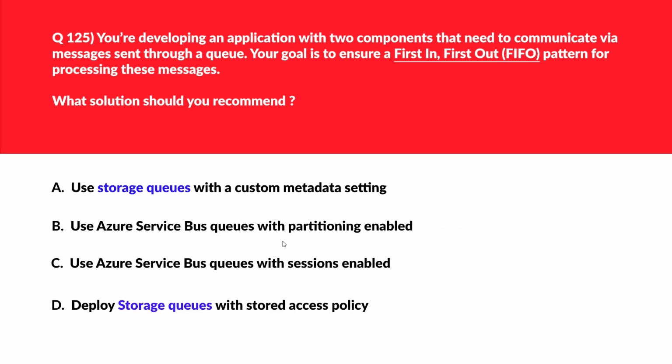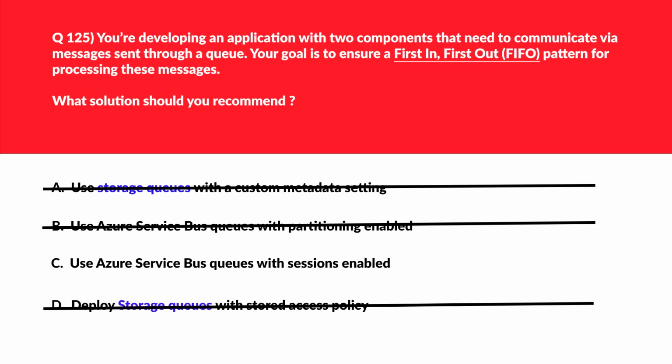Now let's look at option B. B says use Azure Service Bus queues with partitioning enabled. Option B is incorrect because while partitioning in Azure Service Bus can improve performance by spreading the load across multiple message brokers and stores, it doesn't enforce FIFO ordering across partitions. FIFO ordering is maintained within a partition but not across partitions. Therefore, this is again out. We are left with option C.